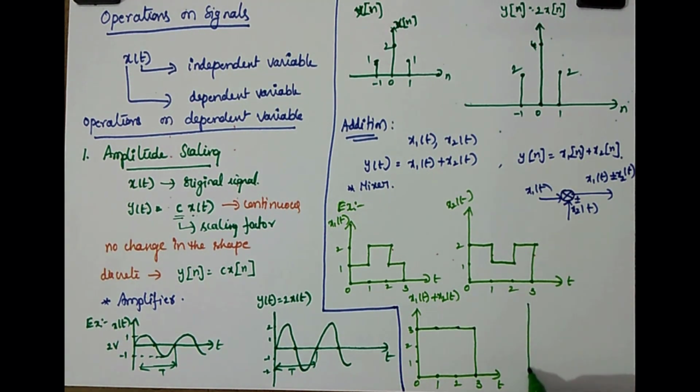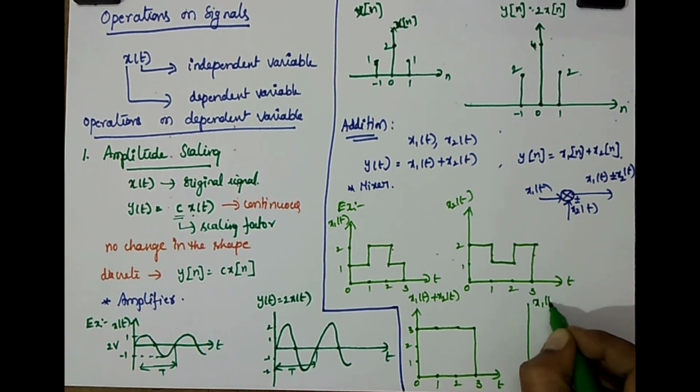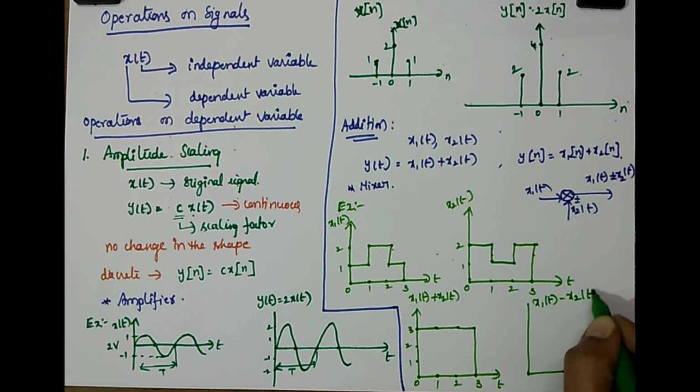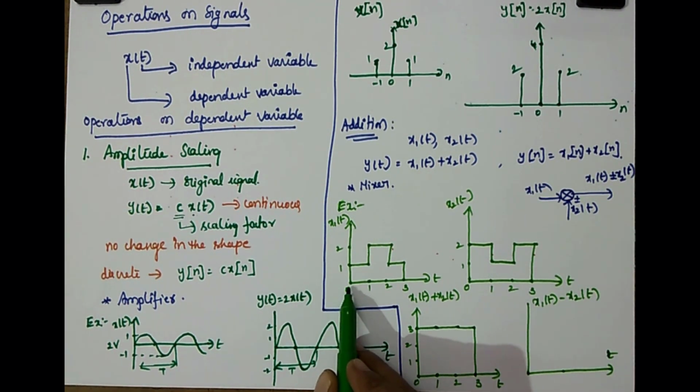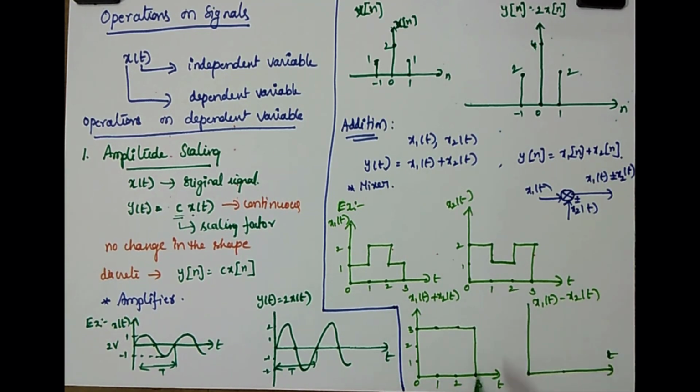So now let me draw x1 of t minus x2 of t. Okay. So at 0, x1 of t is 1, x2 of t is 2. So what is x1 of t minus x2 of t? 1 minus 2. So it is minus 1. So you have a negative signal also. So at 0, you have minus 1.